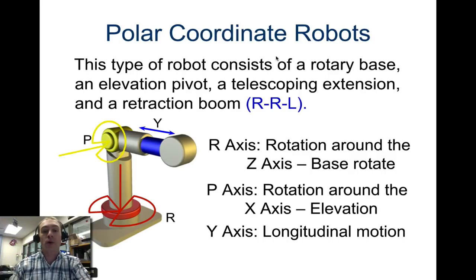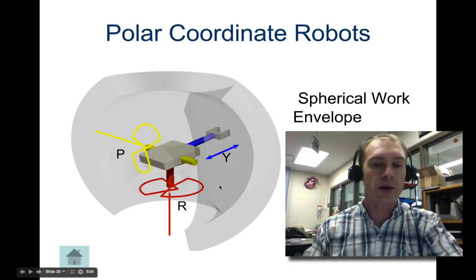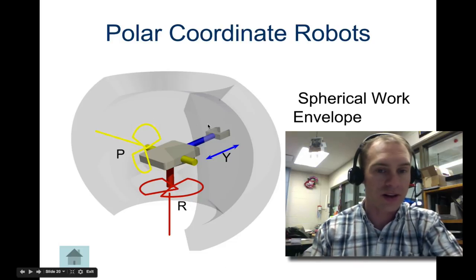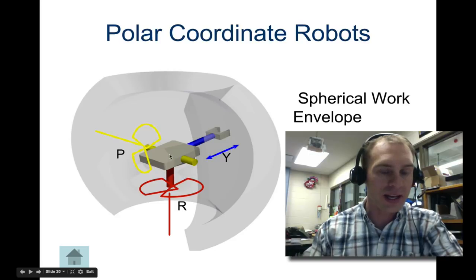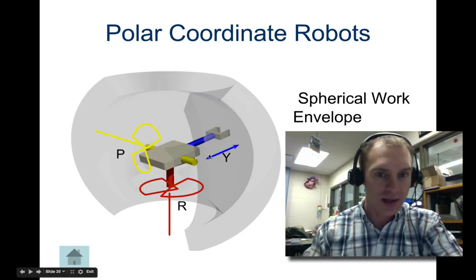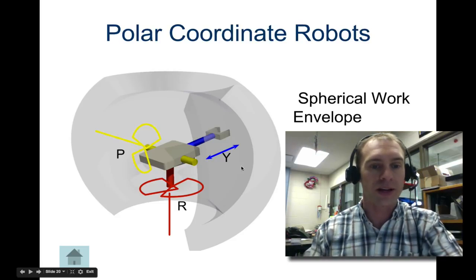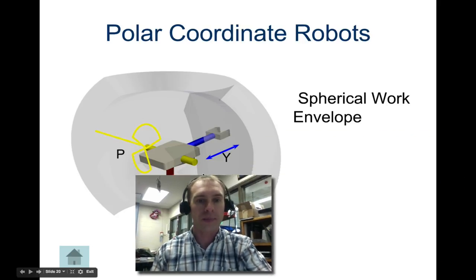So the third one is polar coordinates, and this has a rotary base, an elevation pivot, and then a telescoping extension. So it has 2 rotations and then a translation, or a longitudinal motion. A polar coordinate robot will move in sort of a spherical work envelope. You can see it's a hollowed out sphere, because this can't slide all the way in. It can't grab something right in the middle of this thing, but it does have sort of a spherical shell. And again, it can't reach around the backside usually because there's a control arm there.